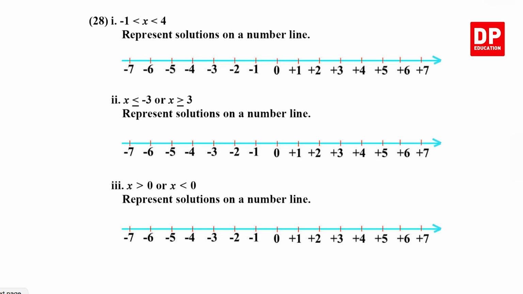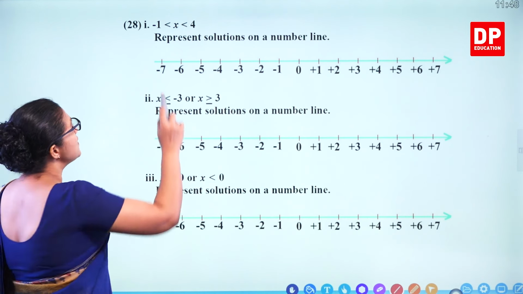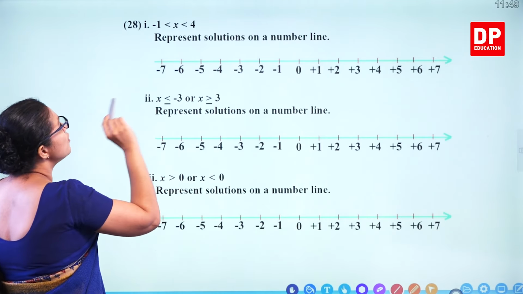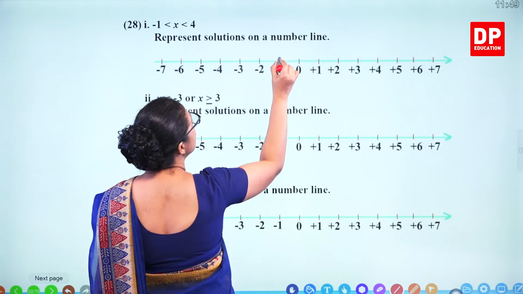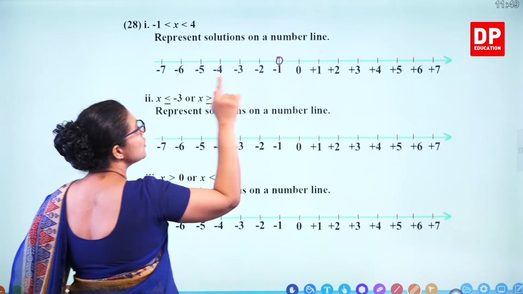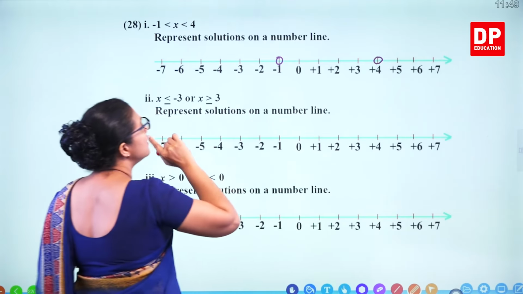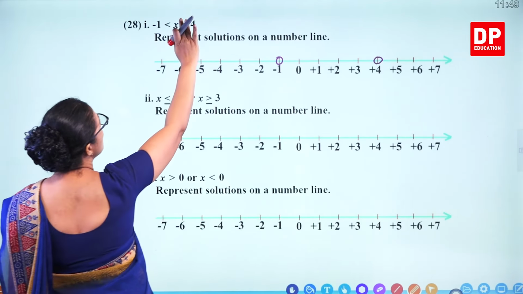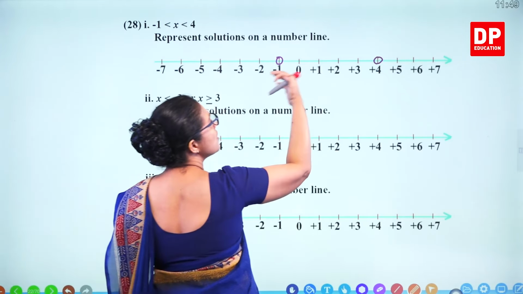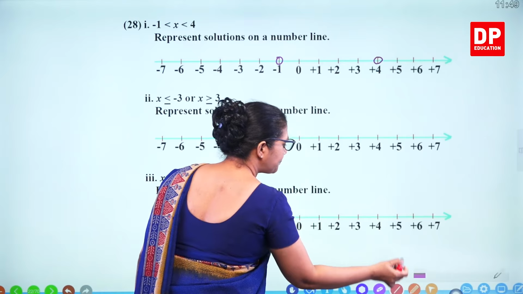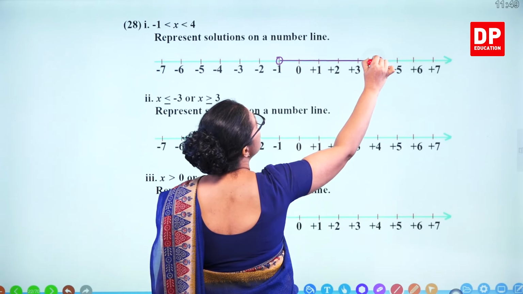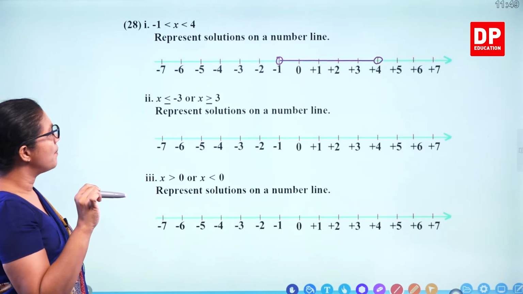Look at this one. Now in between. x is in between minus 1 and 4. Represent solutions on a number line. So we mark minus 1 with an open circle. 4 is also not included, open circle. In between, or you can close it. x greater than minus 1 means towards this side. x less than 4 means towards this side. So you can draw the values in between these two. So that's the number line.